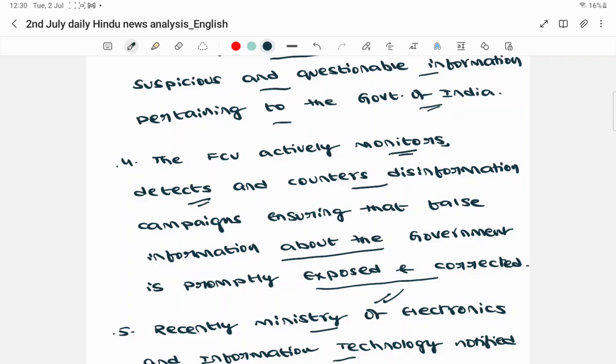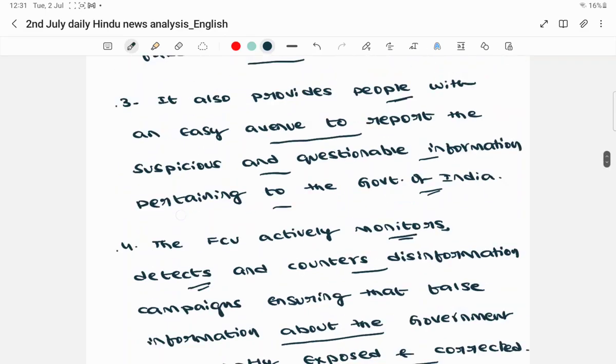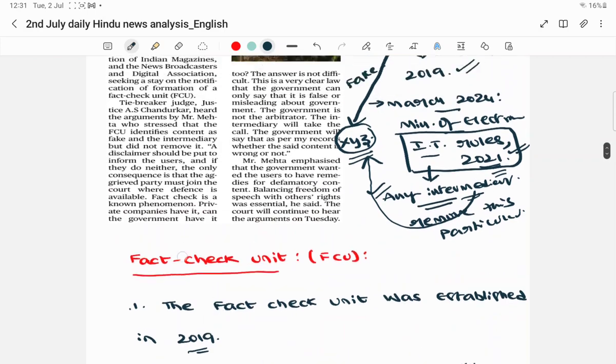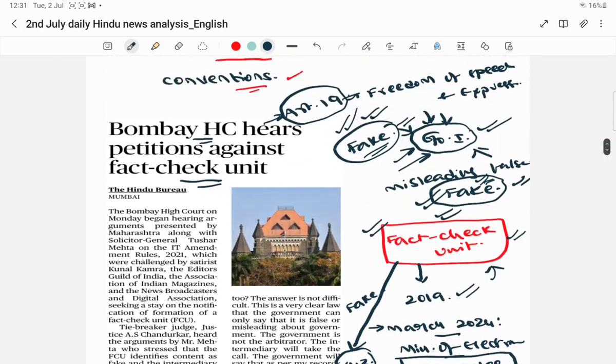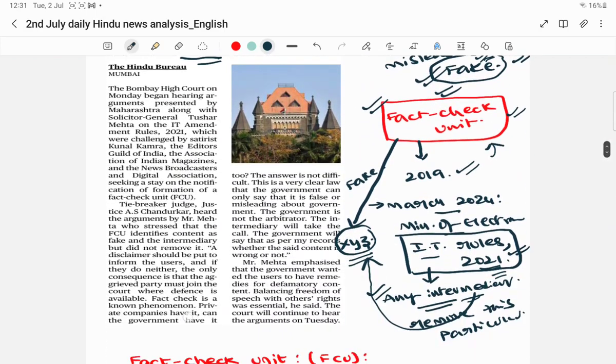That means there needs to be a dedicated balance between protecting the interests of the government and, at the same time, protecting fundamental rights. So that is what you should understand. And let's see what the Bombay High Court decides as far as this particular fact check unit's validity is concerned under IT Rules 2021. Okay, clear?